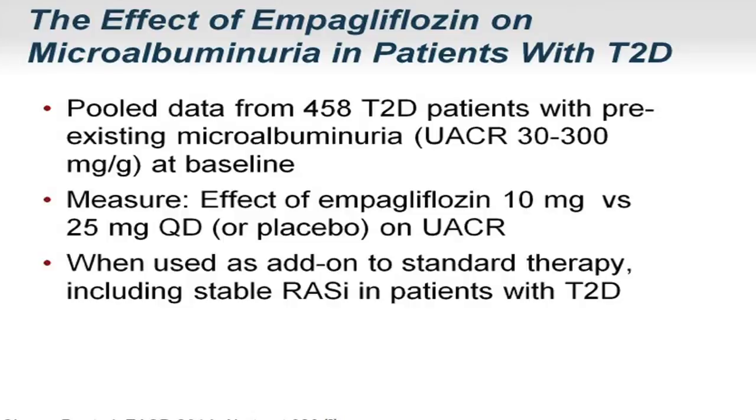And so what is the effect of giving them 10 milligrams versus 25 milligrams or placebo on the urinary excretion of microalbumin? And this is added on to standard therapy. And lo and behold, there was a reduction in the extent of microalbuminuria. So something is happening within the renal vessels, within the kidneys, that's changing the way this albumin is being filtered, that would result in a reduction.